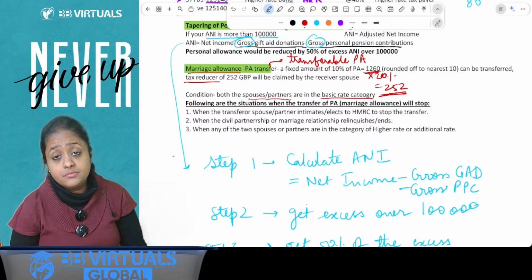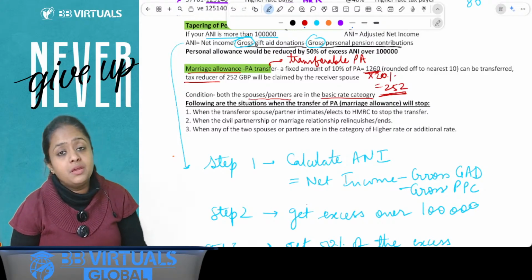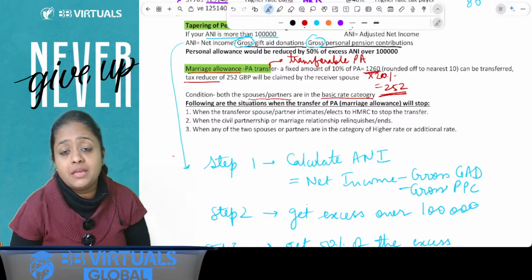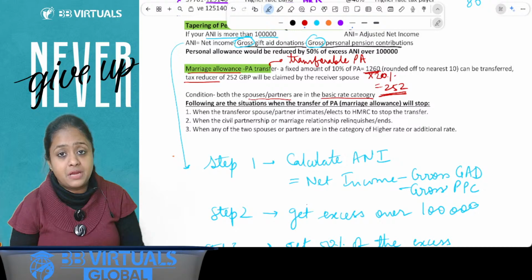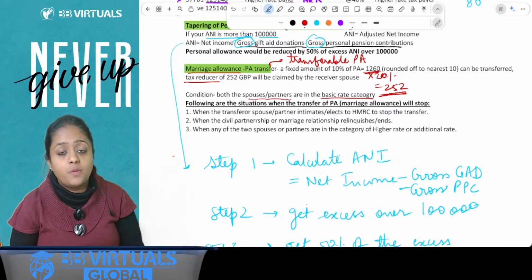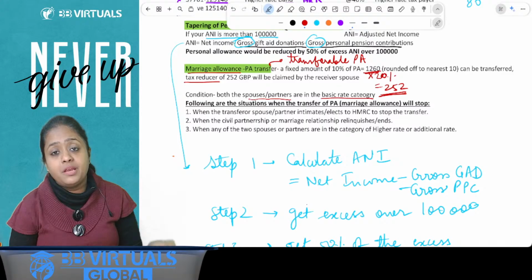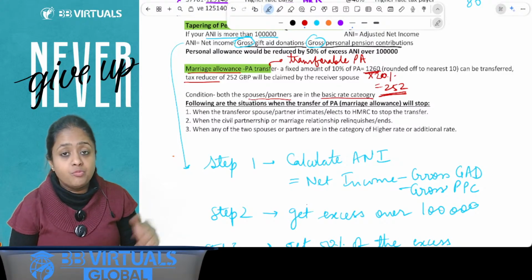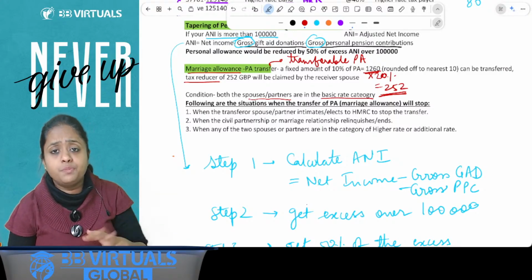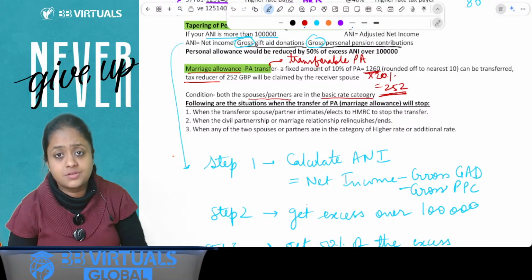Number two, both of them should be a basic rate taxpayer only. And then a claim can be made to HMRC to transfer PA from one spouse to another. This will continue to take place year on year basis and can only be stopped when again a claim has been made to stop the transfer, or one or both of the spouses move out of the basic rate band, and number three, when their relationship gets ceased.